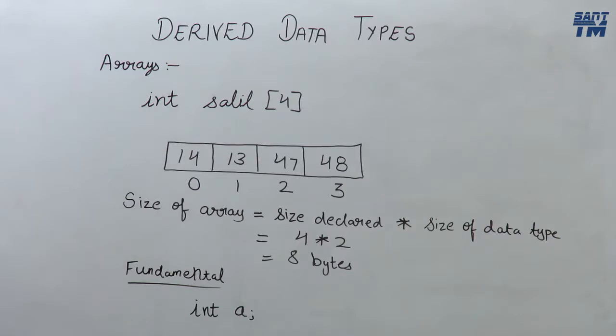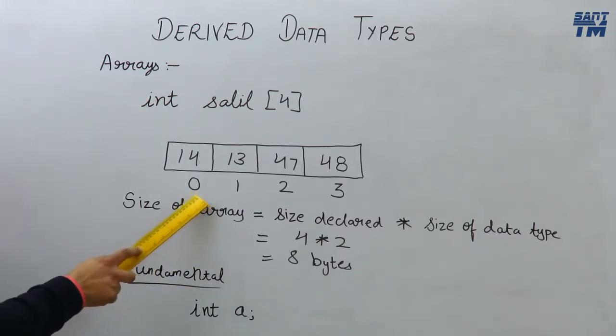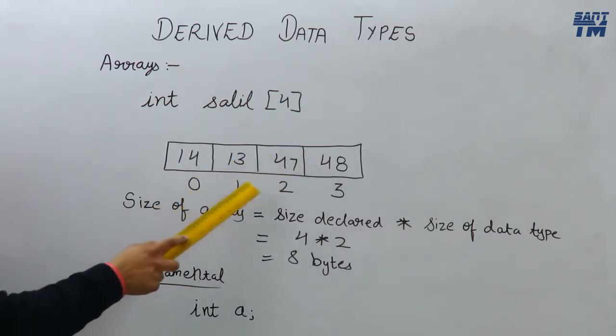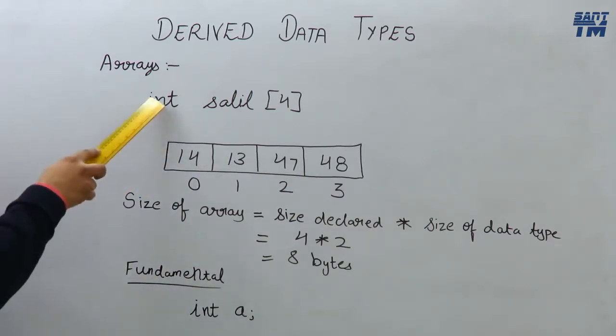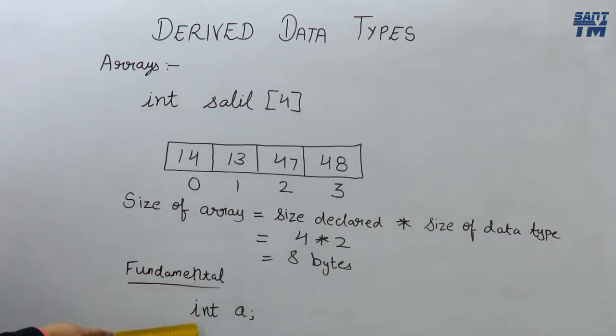So in memory the count starts from 0. So 4 blocks will be numbered 0, 1, 2 and 3. This is the difference between an array and a fundamental data type. In a fundamental type, int a, I have declared a normal variable of type integer.